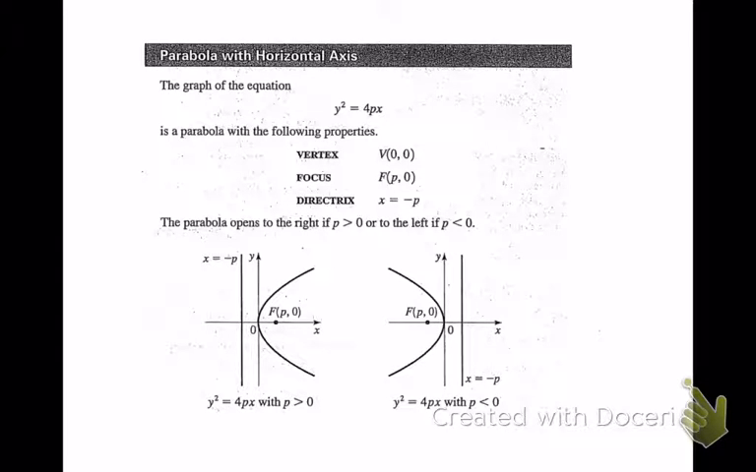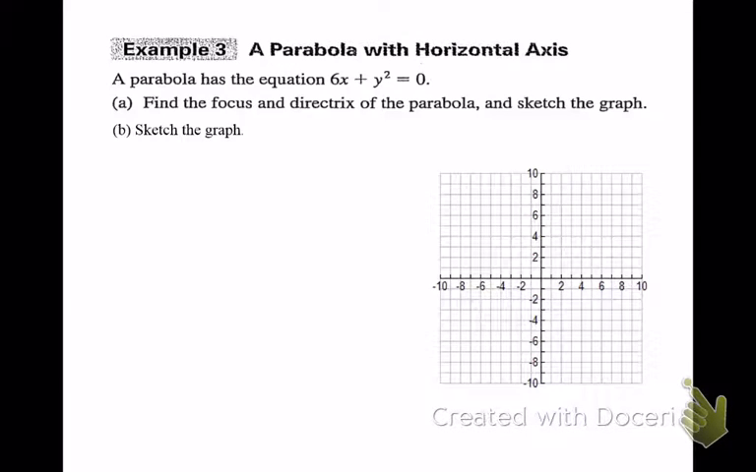If p is greater than 0, it opens right. If p is less than 0, it opens left. But the equation is y squared equals 4px. Let's look at an example. We have a parabola with a horizontal axis. With a horizontal axis, a parabola has the equation 6x plus y squared equals 0. Find the focus and directrix, and sketch the graph.